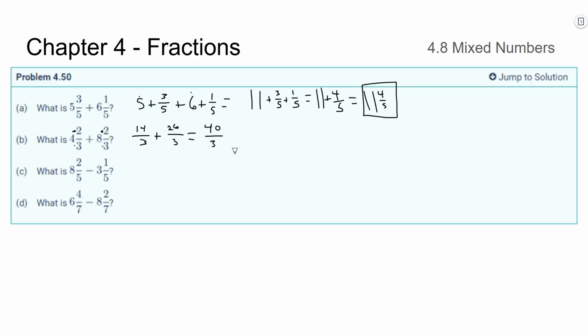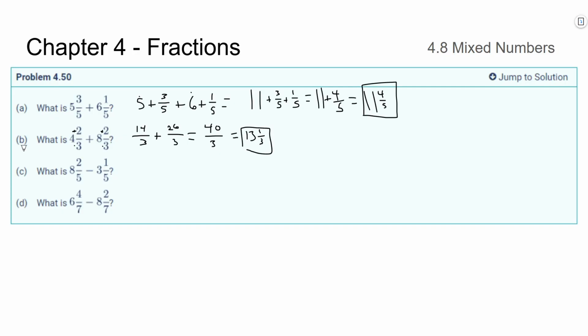So let's see. 3 can go into 40. Well, I know 39 is a multiple of 3, which would be, well, so 10 3s is 30. And then 3 more 3s would be 39. So that should be 13 3s would be 39. And what are we left with? 1 more third.